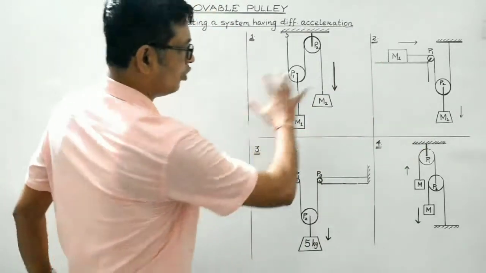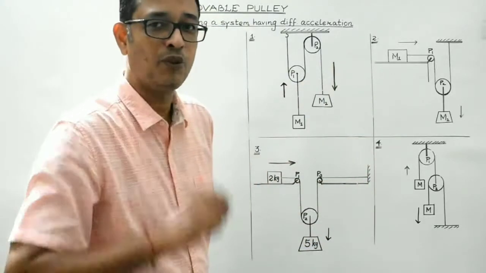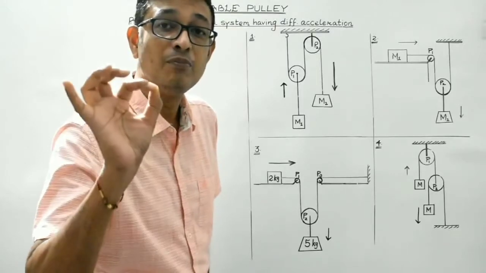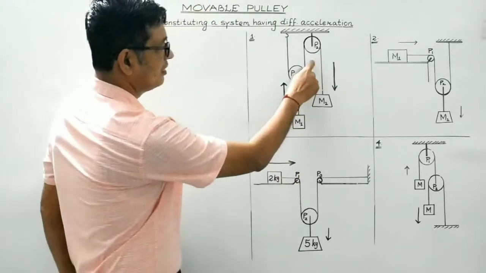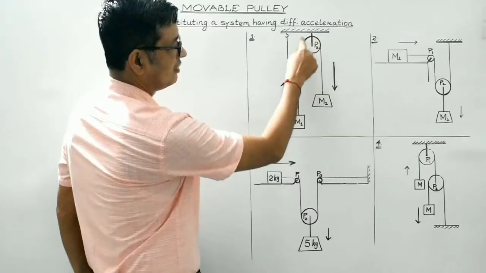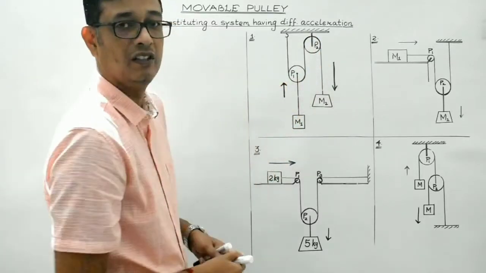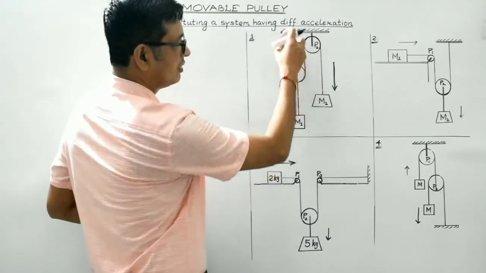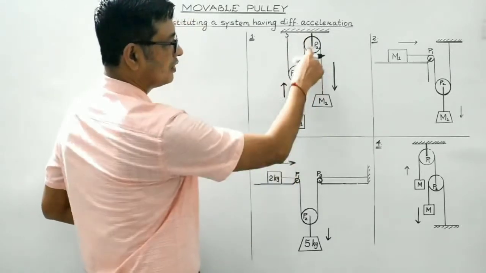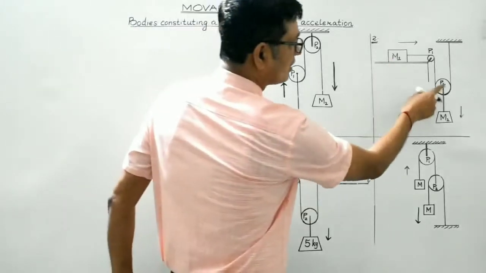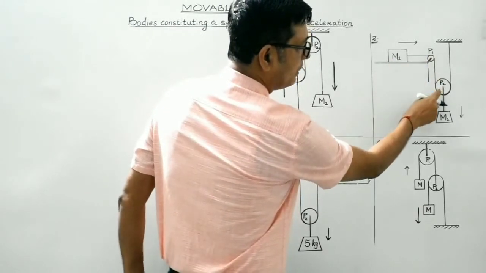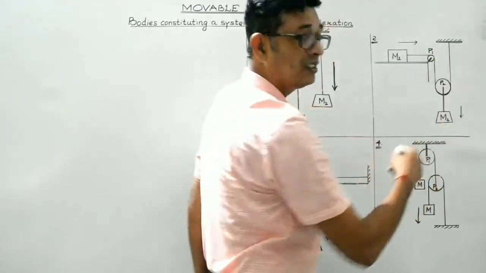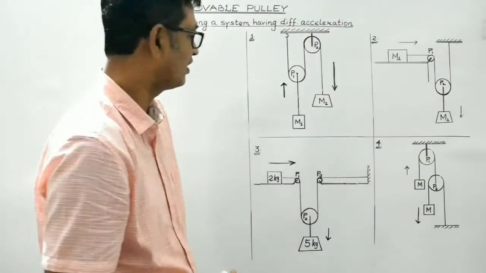And look at the four diagrams. You will find a common point. In each of the four cases, there is a movable pulley. Here, pulley P2 is fixed, but pulley P1 is movable. Pulley P1 is movable. It will move along this string. This is fixed, this is the movable one. In this case, this is the fixed pulley P1, while P2 is the movable pulley. It will have linear motion. Movable pulley P2 means it will have linear motion, isn't it?